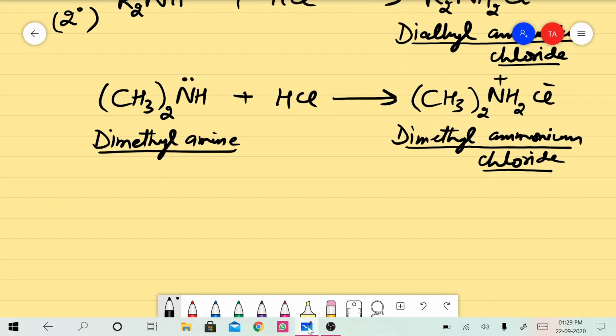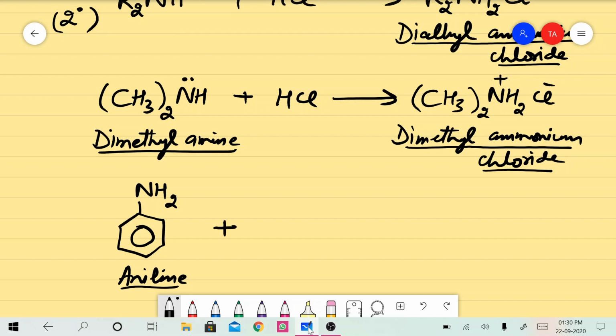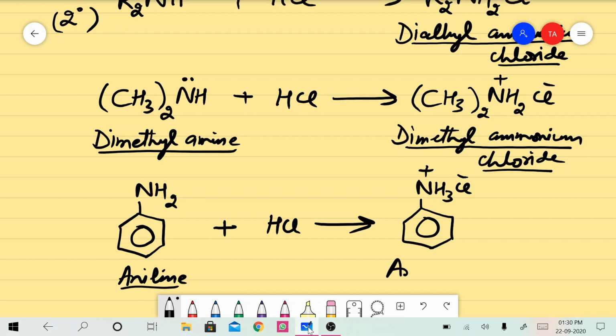Aromatic amines also react in a similar manner. For example, aniline. Aniline, when treated with hydrochloric acid, forms a salt, anilinium chloride.